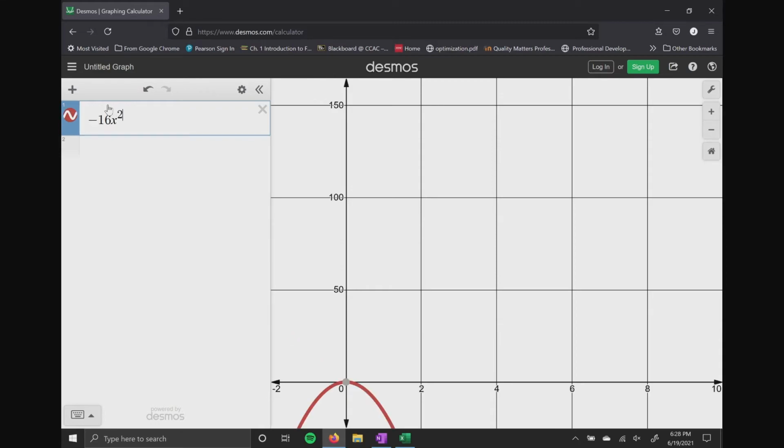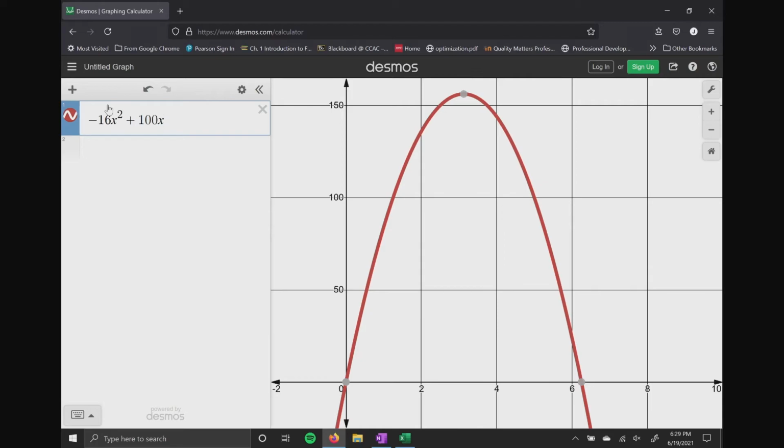So we have negative 16. Now, in Desmos, you got to use the letter x instead of t. So negative 16 x to the second plus 100x. So here's our model, okay? And it makes sense. I mean, if you think about it, regardless of what planet you're on, if you throw an object up in the air, gravity is going to pull it back down. So we can see that this goes up and then it goes back down.